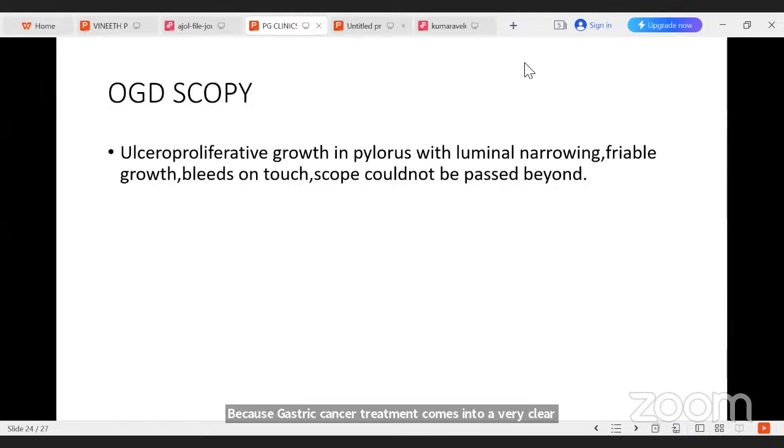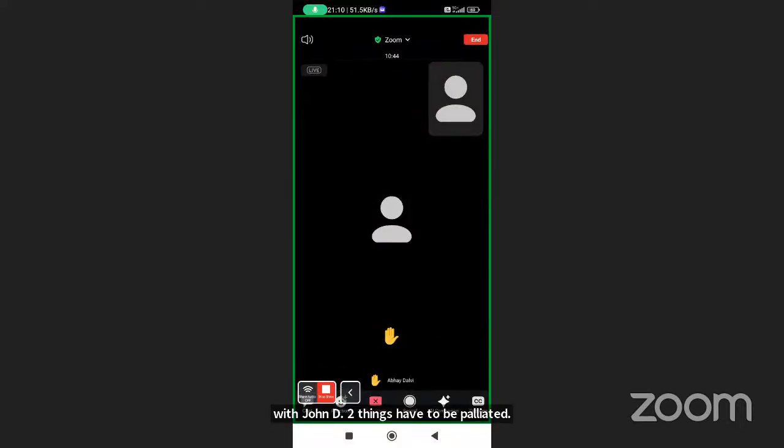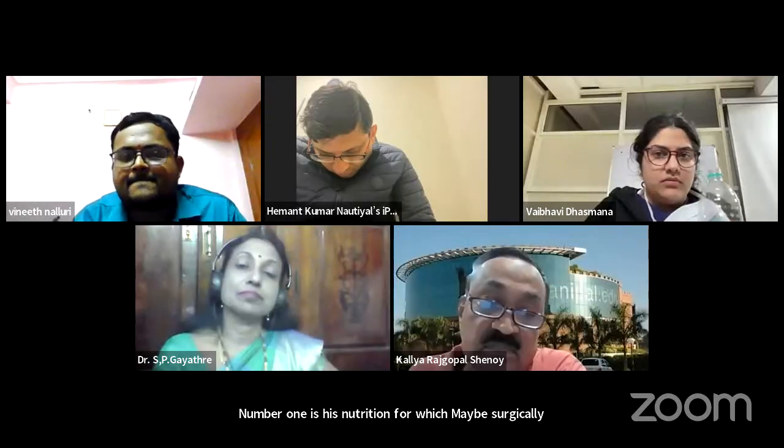The first one is cure. Early cancers: gastrectomy, cure. Second is palliation, and that is where we have to decide what is to be palliated. This patient is losing weight. He's got nodes everywhere with jaundice. Two things have to be palliated. Number one is his nutrition, for which maybe surgically a gastrojejunostomy may have to be contemplated.